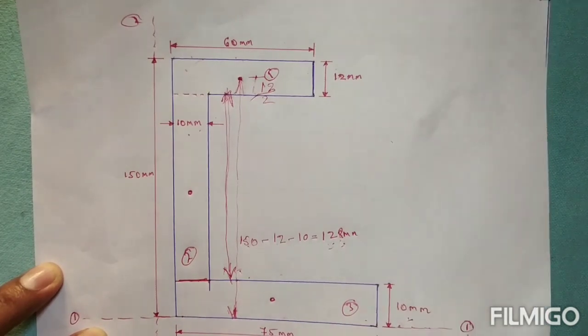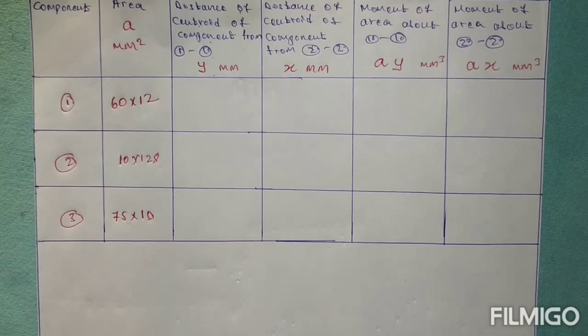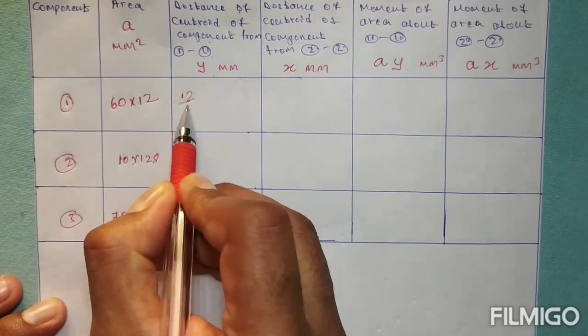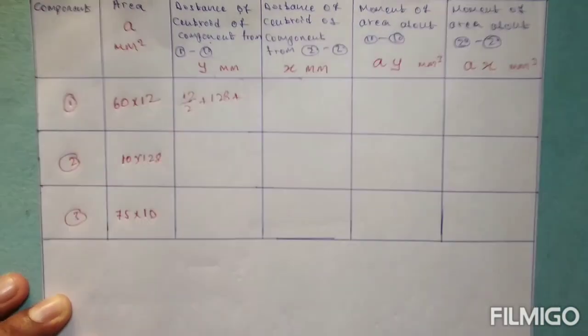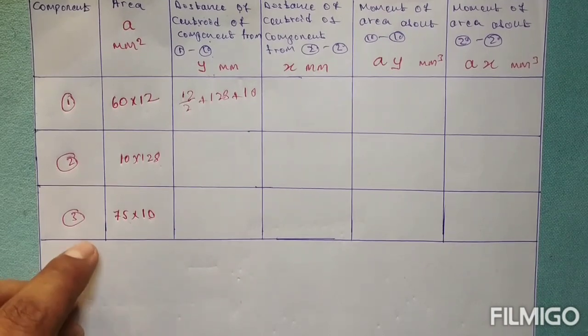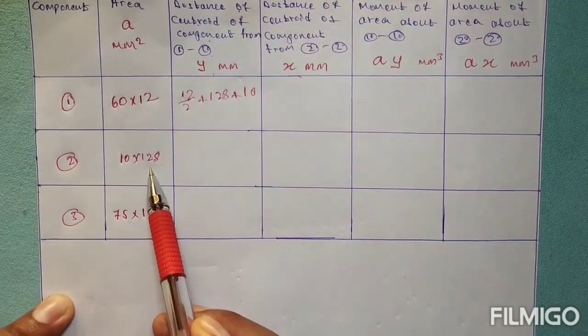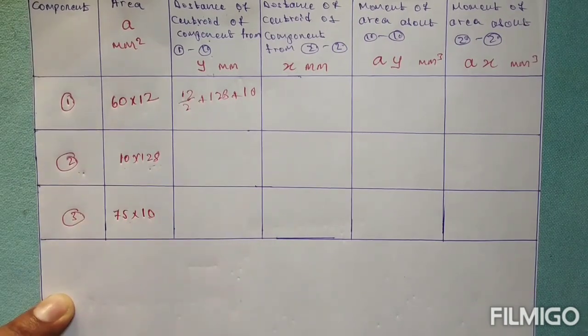So the depth, the height of the first component, will be 12 by 2 plus 128 plus 10. The area is 10 into 128. Similarly, you have to do it for the second component also.